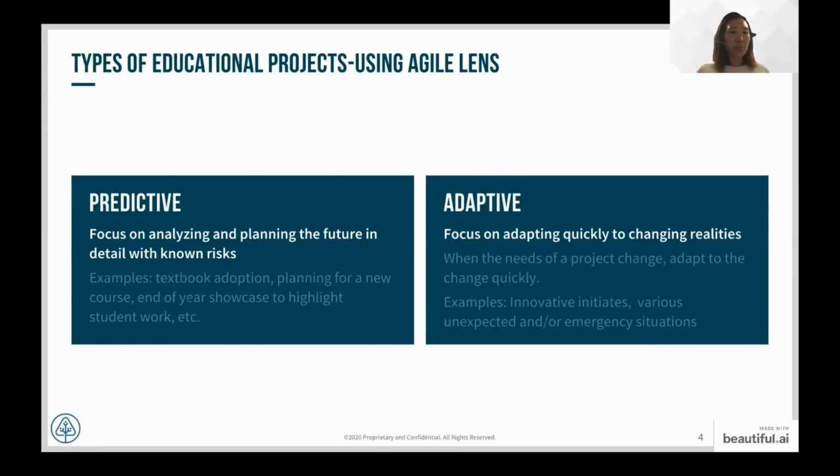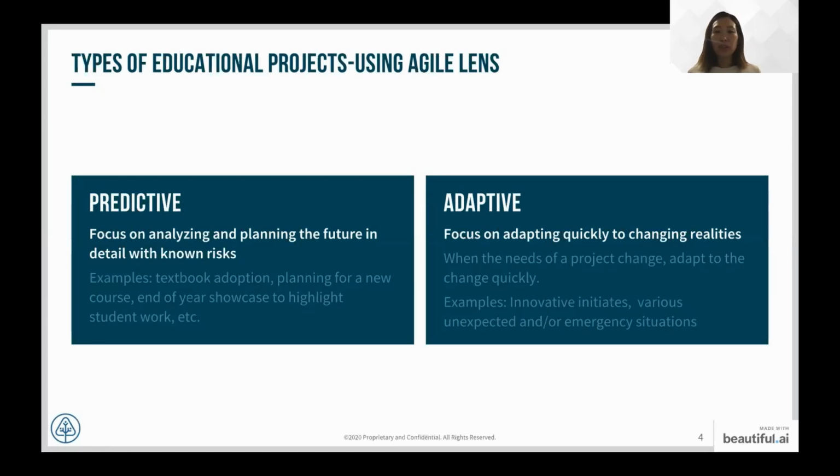Two main distinctive types of project are predictive versus adaptive. Predictive project can be something that focuses on analyzing and planning the future in detail with known risks. So often this has an annual cycle or biannual cycle, such as textbook adoption process or planning a new course. There's a set process that you have to go through. Another example is end of the year showcase that may be happening annually to highlight student work. So you already know what's about to happen and you know the known risks. You can plan ahead with details.